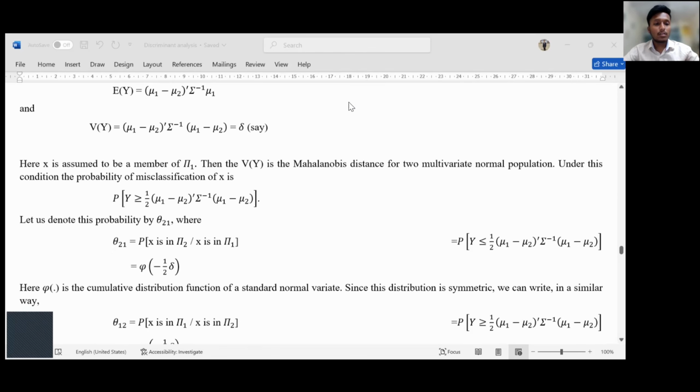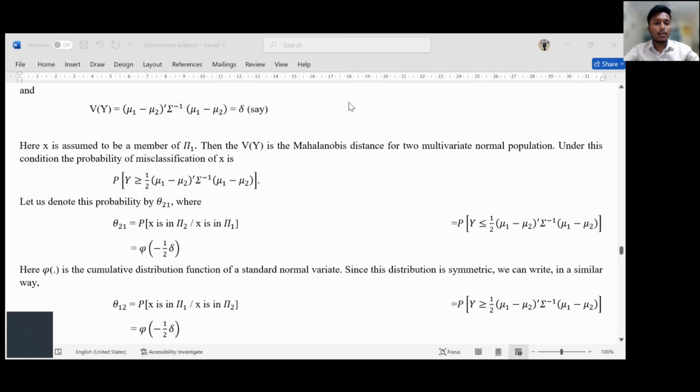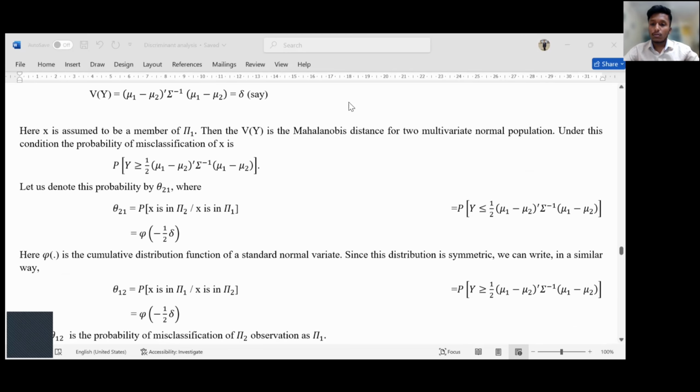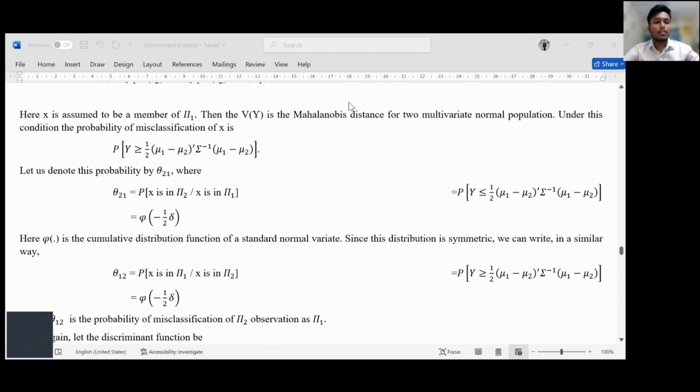Let us denote this probability by theta 21, where theta 21 is the probability that x is in population 2 given x is in population 1. That means the object belongs to population 1, but it is classified into population 2. So it is equal to phi of minus 1/2 delta, which is the probability of y less than or equal to 1/2 (mu1 - mu2)' sigma inverse (mu1 - mu2). Here phi is the cumulative distribution function of the standard normal variate.